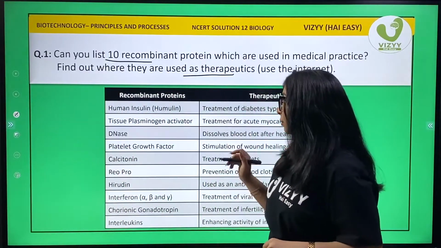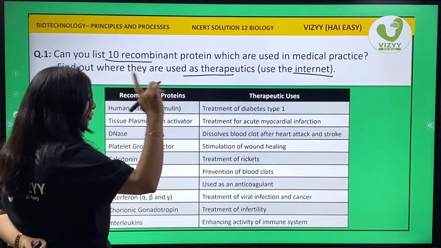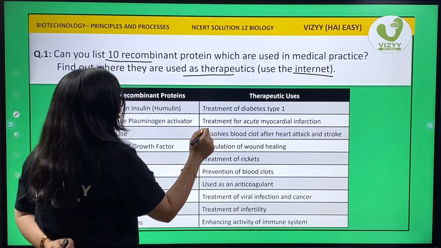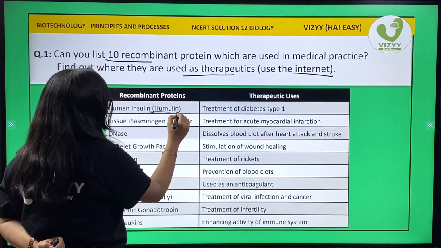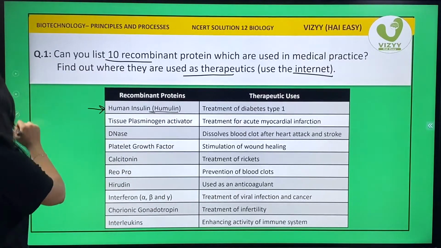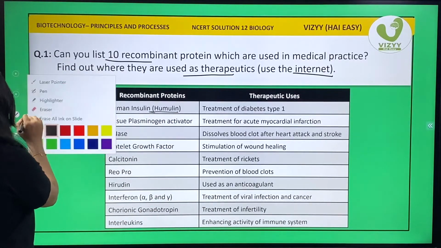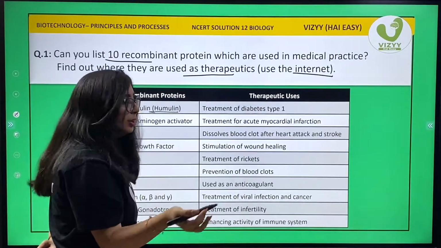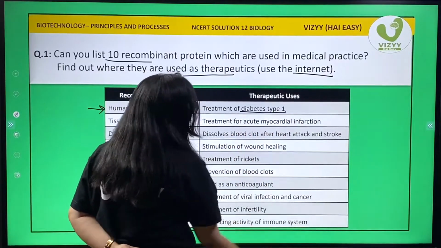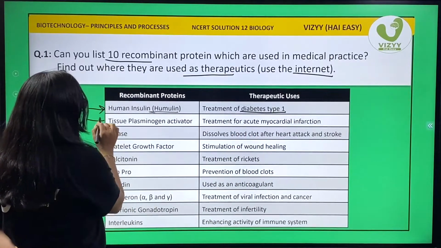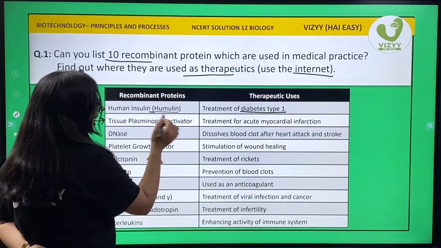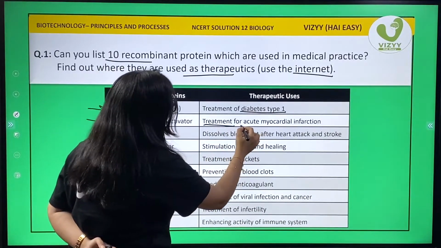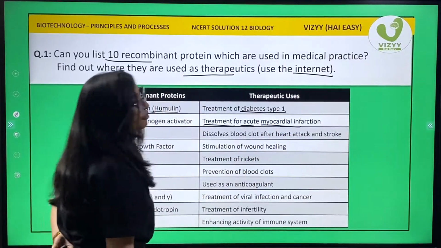So the answer here will be, from the first thing, human insulin. Now, human insulin, when made with biotechnology, is known as Humulin or synthetic insulin, which is used for treatment of diabetes type 1. Second, tissue plasminogen activator. What does it do? It is a treatment for acute myocardial infarction.